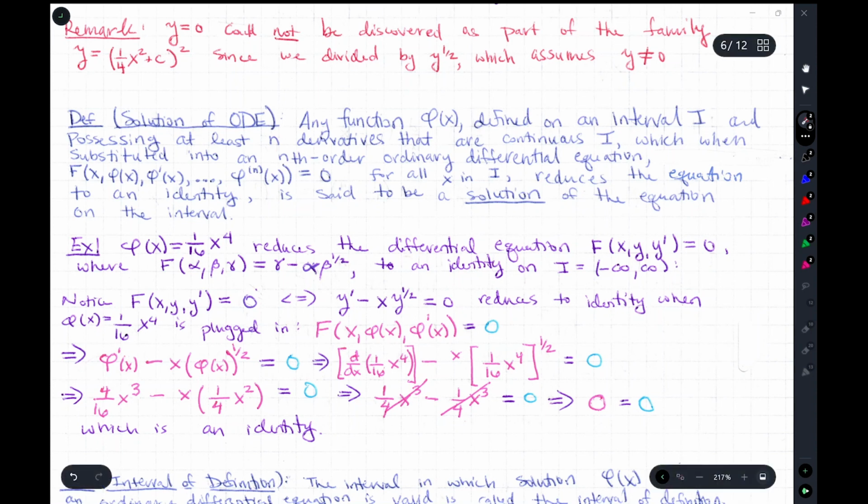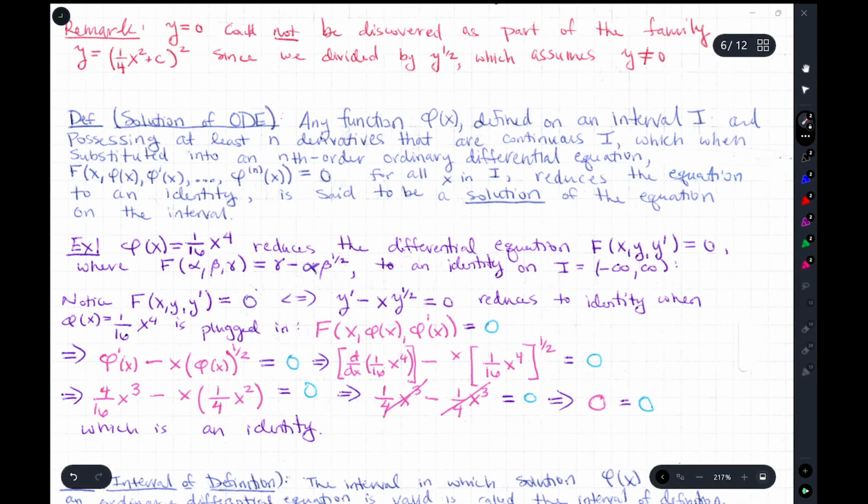So let's give a formal definition for an ordinary differential equation. This sounds kind of strange, but again, let's be very formal at the beginning so we can relax more in the future. Any function phi of x, defined on an interval I, so it's always important to talk about the function on an interval, where the solution is valid, possessing at least n derivatives, okay, so that means that the derivatives exist. They don't have singularities where they're not defined on I. For example, 1 over x is not defined for x equals 0.